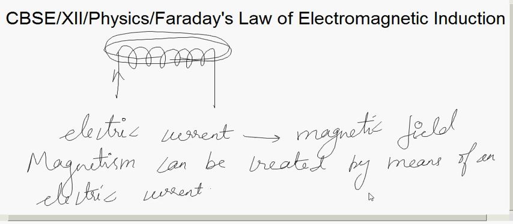Now, what happens to the converse? If we have an alternating magnetic field, or a changing magnetic field, can we produce electric current? The converse of this, that means electricity can be created by magnetism. That is also true. But how can we do that?